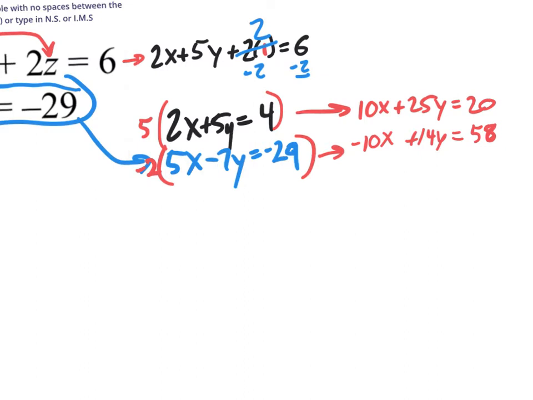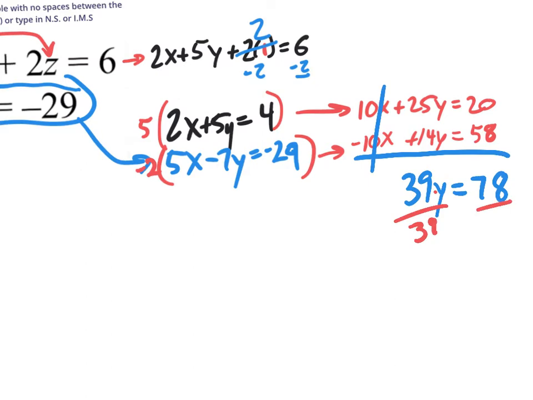Now that we have a positive 10x up on top and a negative 10x on the bottom, now it's ready to combine and cancel. We have 25 plus 14, that's 39. We're talking about y's equaling 78. Dang, those are ugly numbers, but thank goodness when you solve this simple one-step equation here, when you divide by 39 and divide by 39, you will get y equals 2. So ladies and gentlemen, we have the y value of 2 of this 2 by 2 system.